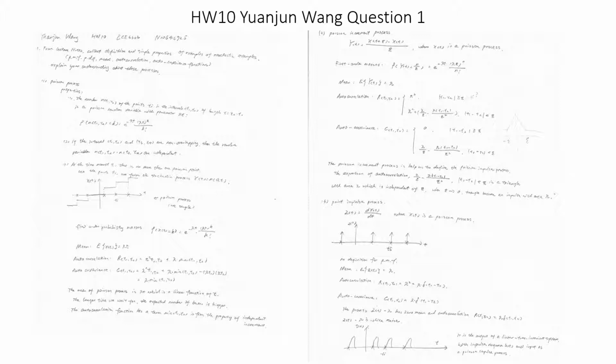So the input function would be just a Poisson impulse process, and the output will be a linear time invariant system with the impulse response.